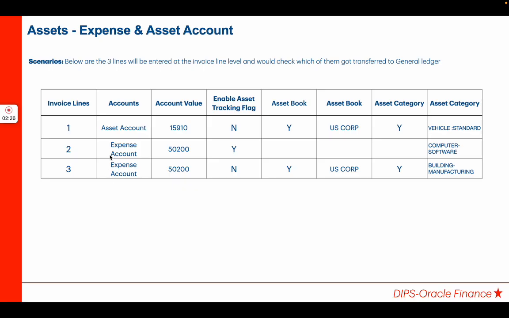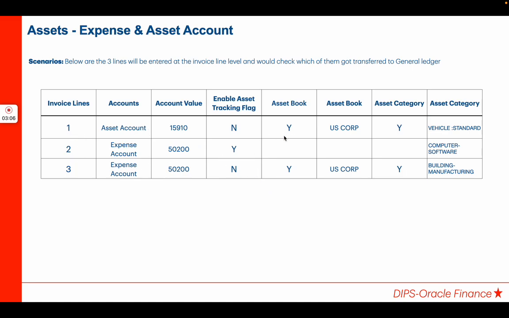Let us understand a simple scenario. I am going to enter an invoice with three invoice lines. The account types here: one will be an asset account, and this will be an expense account. Now I am going to enable the asset tracking flag, track as asset, only for the expense account, this one. But I'm not going to enable it for these two values. Let us see which of the lines will be transferred to asset, and which cannot be transferred.